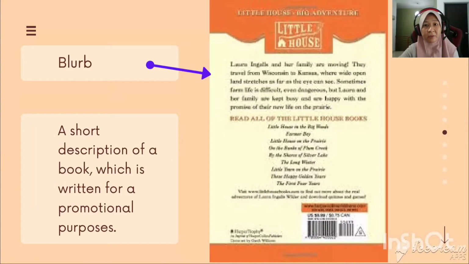What about the back part of the book? The back part of the book, as you can see here, we call it blurb. So, what is blurb? Blurb is a short description of a book which is written for promotional purposes. Normally, before you buy a book, you will read the blurb, which is at the back of the book. The blurb is a simple, short description, or an overview about the book. So, if the blurb is interesting, then you'll buy the book, right?